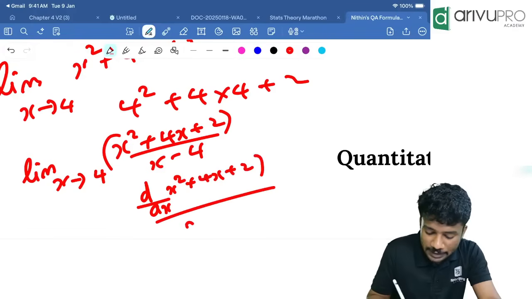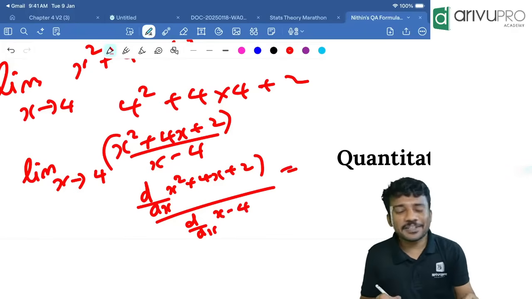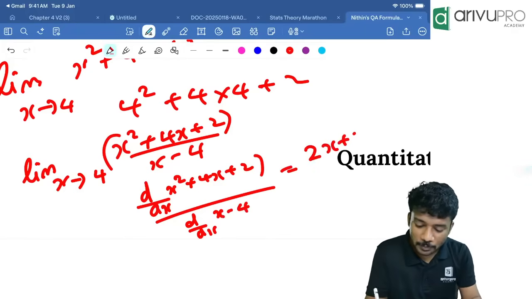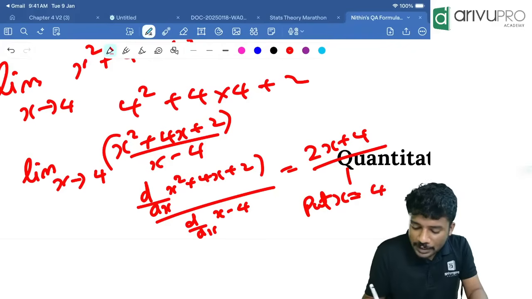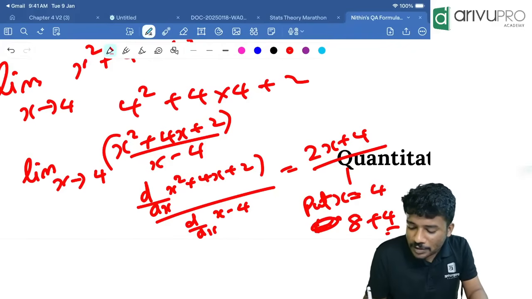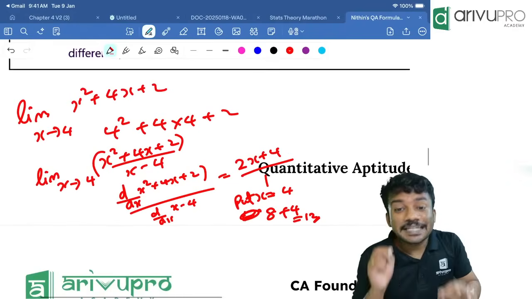Then you will take the d by dx of what? X minus 4. People, what is the derivative of the numerator? It will become 2x plus 4 divided by 1. Now you apply the limit. Put x is equal to 4. Then it will become 4 into 2, which is how much? 8. 8 plus 4 is how much? 12. Remember this. It is very important.